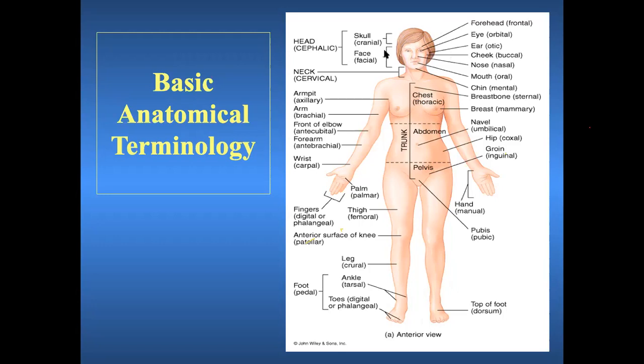When we are concentrating only on the head and neck regions, we'll discuss the very basic terminology. In the cephalic end, we have the skull part and the face. For the skull we use the term cranial. For the face we use facial. So we have the facial artery, facial nerve, facial blood vessels.